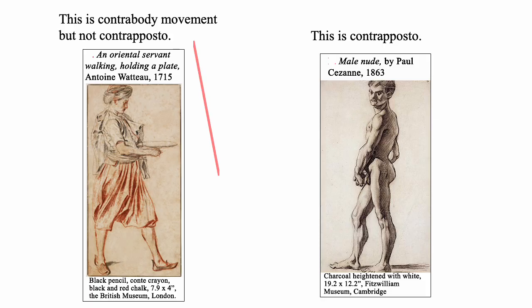This is contrabody movement because his right arm is forward while his right leg is backward. But it's not contrapposto because he's moving and he's not balanced on one leg. This, however, is contrapposto. It's hard to see from the side, but you can see that he's on a standing leg. His head is above that standing leg, and his hips tilt this way while his shoulders tilt more like that.